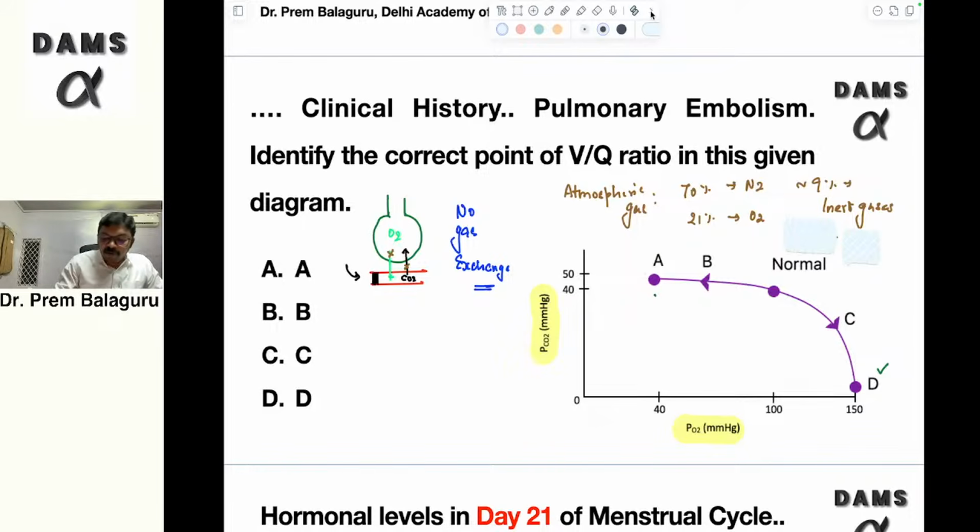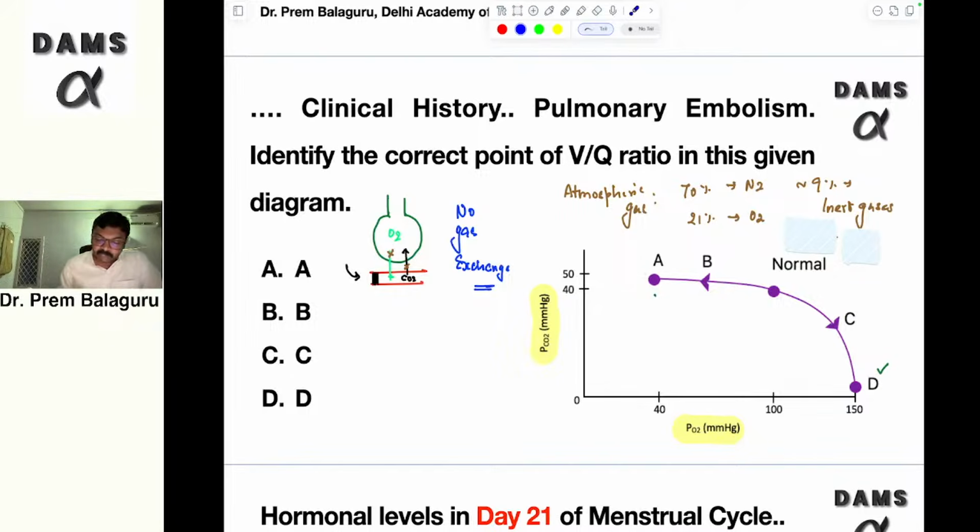So if you are supposed to look at the presence of gas in an alveolus, we'll put it this way, right, doctors? I hope you could still see me. I'm sorry for this one small technical glitch.